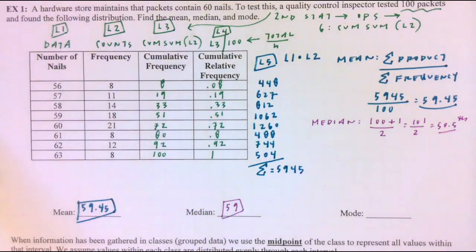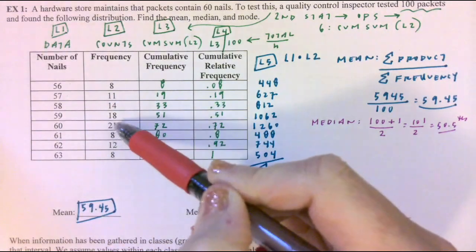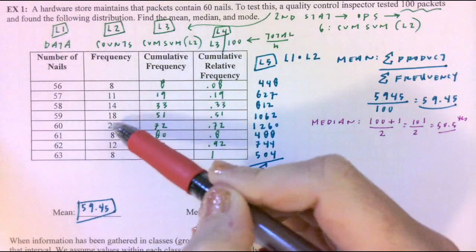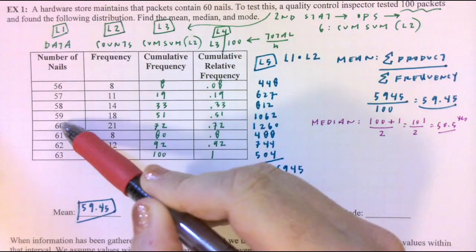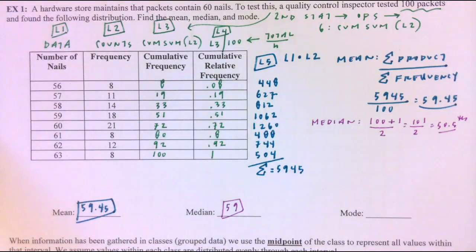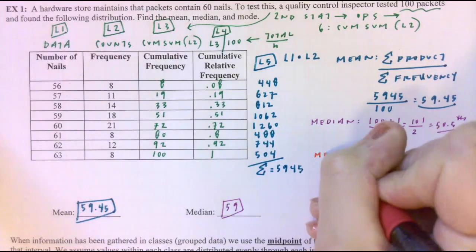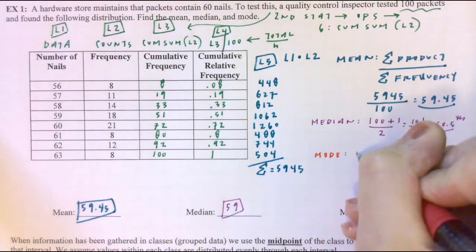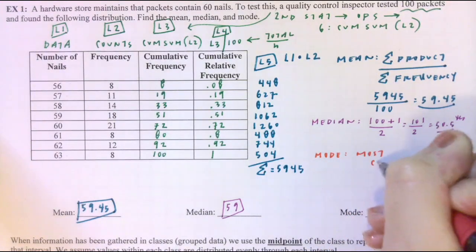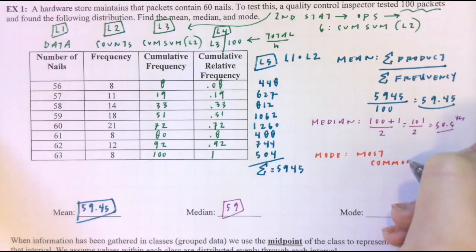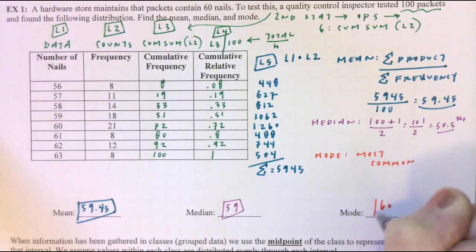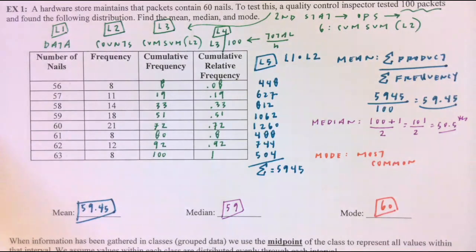Okay, my mode, which one is occurring most frequently? What am I seeing as the highest frequency? I'm seeing right here 21. 21 packets contained 60 nails. So the mode, what's most common, let me add that here, ends up being 60. All right, then there we go.